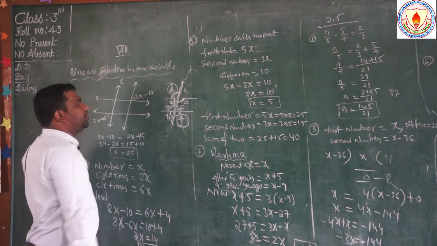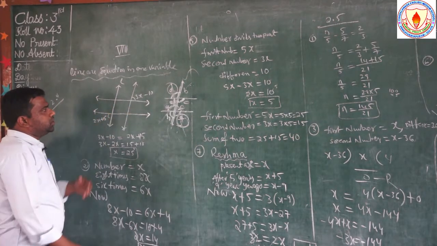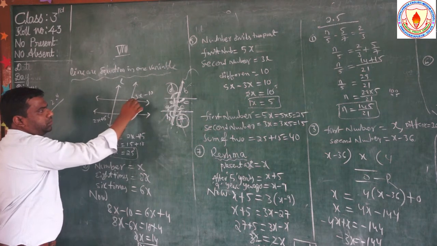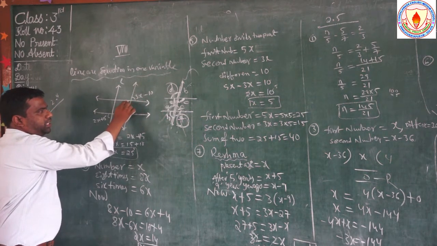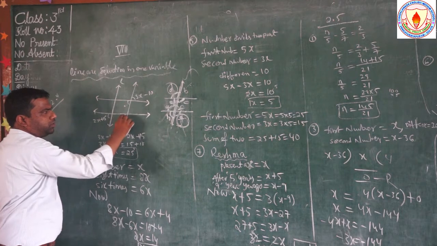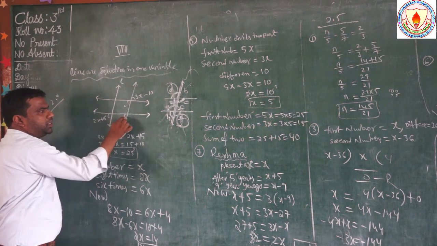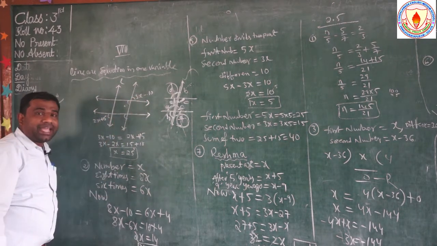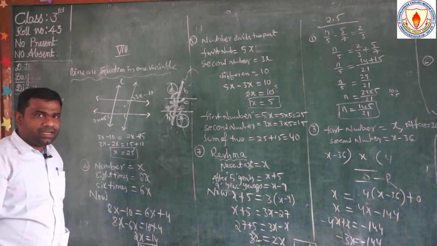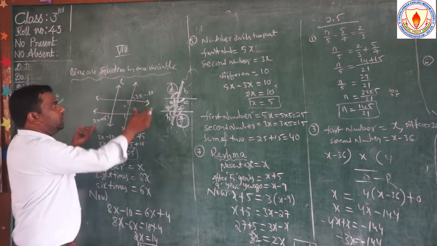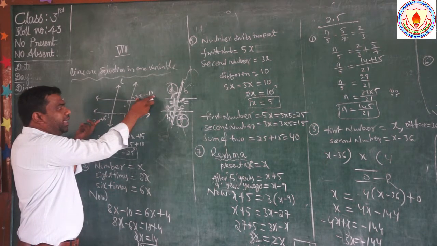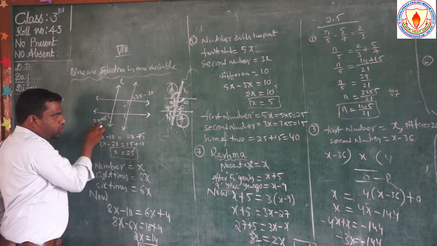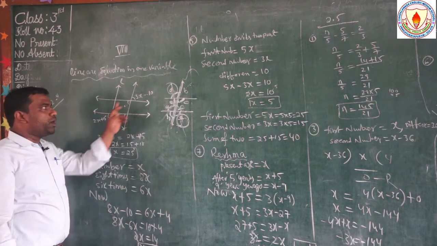Corresponding angles, alternate interior angles. See this one, opposite angles are equal. And this angle is corresponding to this one. So indirectly these 2 angles are corresponding angles. What I said? Corresponding angles are equal. So both these 2 angles should be equal: 3x minus 10 is equal to 2x plus 15.